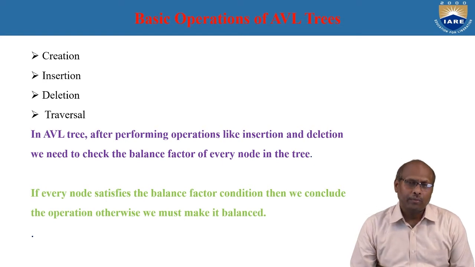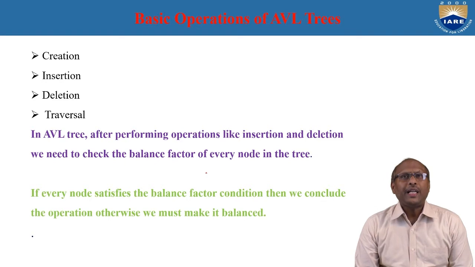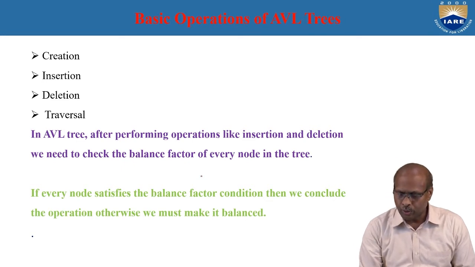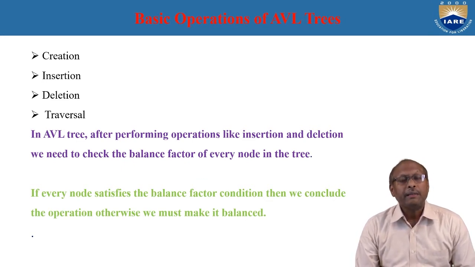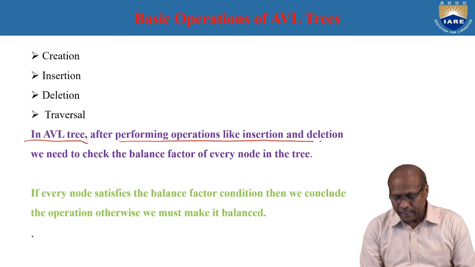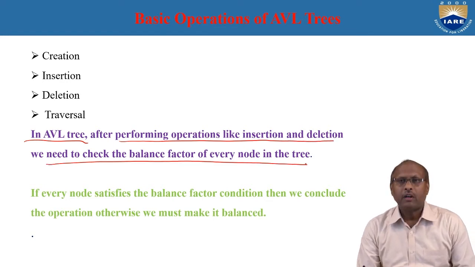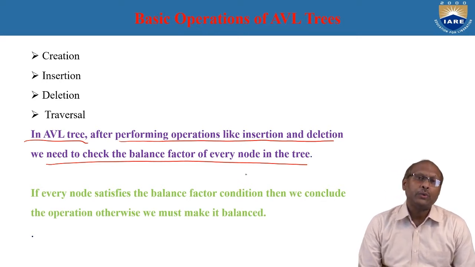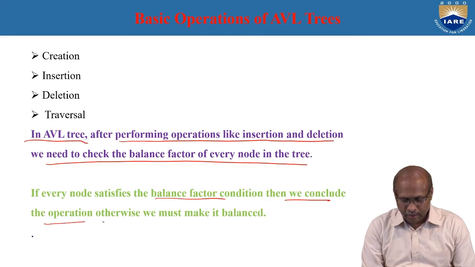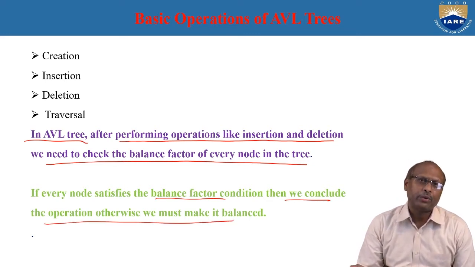And what operations can you perform on an AVL tree? Operations like creation, insertion, deletion, and traversal. So all four operations you can do in the AVL tree. While performing the operations, the same way you did in the binary search tree, you can do it here also. There is no deviation, but you have to check the balance factor after every operation. So in an AVL tree, after performing operations like insertion and deletion, we need to check the balance factor of every node in the tree. If the balance factor is deviating, then you have to balance it. If every node satisfies the balance factor condition, then we conclude that the operation is a success. If not, again you have to go for balancing.